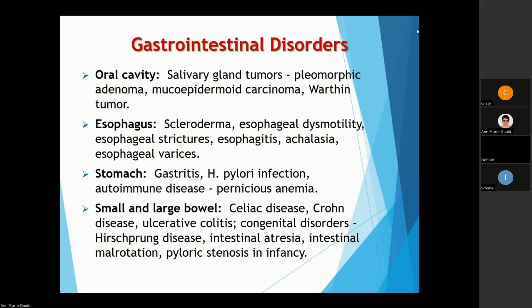And then, of course, your stomach, you may see gastritis. H. pylori infection is another one. And then autoimmune diseases too. They said it could be related to pernicious anemia. I thought that was really interesting. I never associated anemia with the stomach itself. So you learn something new every day.